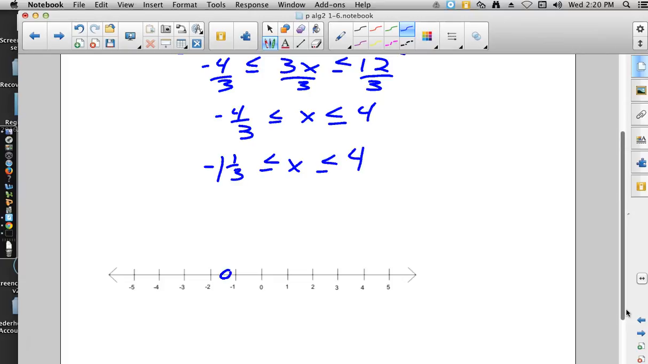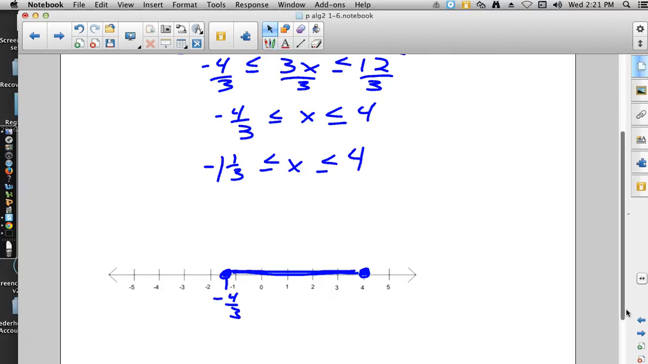So -1 1/3 would be right here. You label that either -1 1/3 or -4/3. It's not going to make any difference. And then we'll go over to the 4. Now the reason I didn't color them in yet is because this was a got it, and hopefully you're checking that saying, wait a minute, those are supposed to be colored in. And you are right, they are. We do have equals bars. And this is an and sandwich. So we have to go ahead and graph that in there.